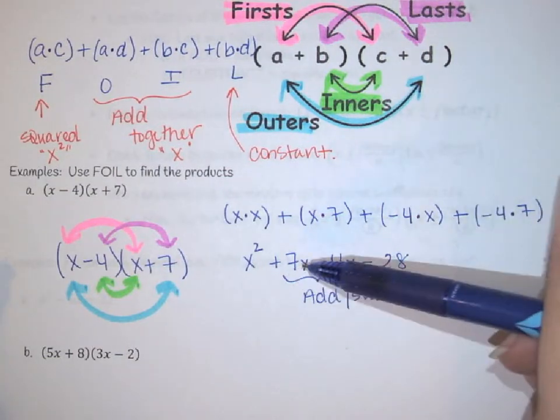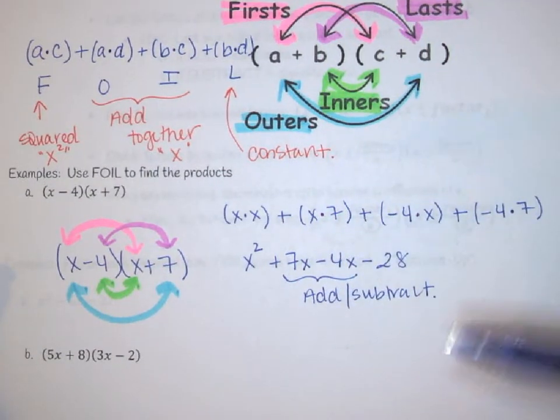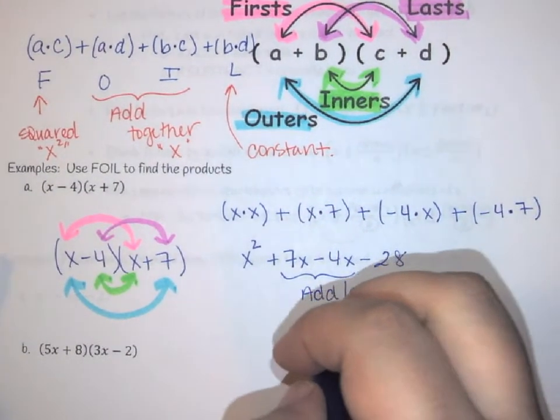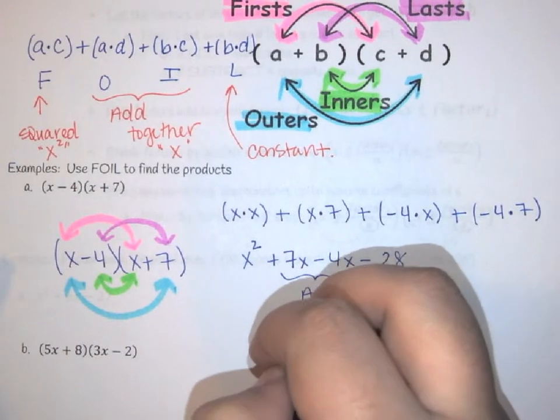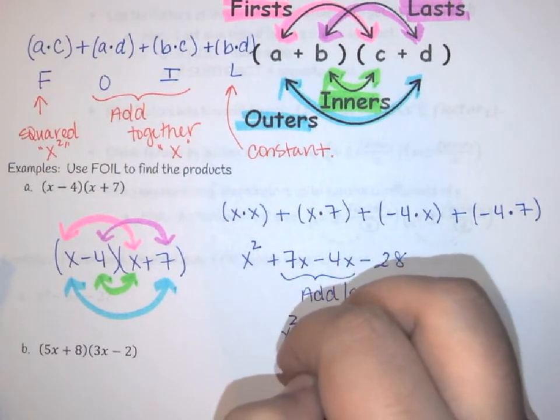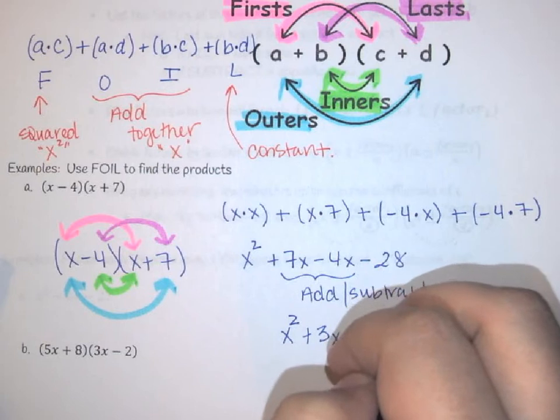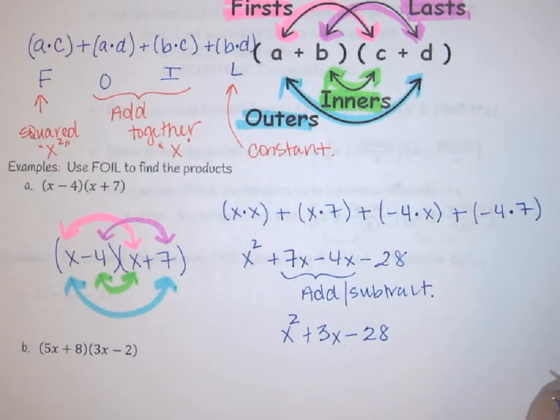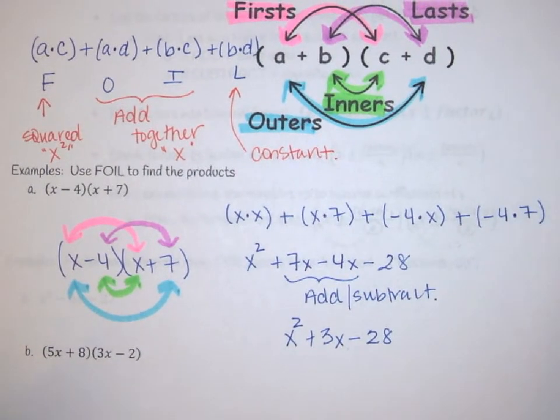So this is going to be 7x minus 4x gives you 3x left over. So overall you have x squared plus 3x minus 28. And that is how you FOIL your terms together.